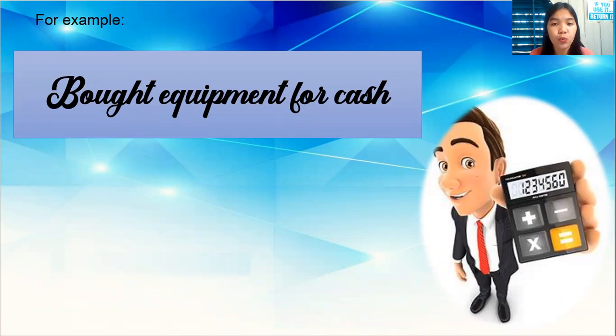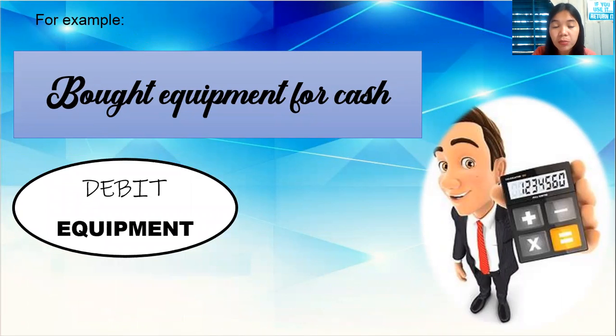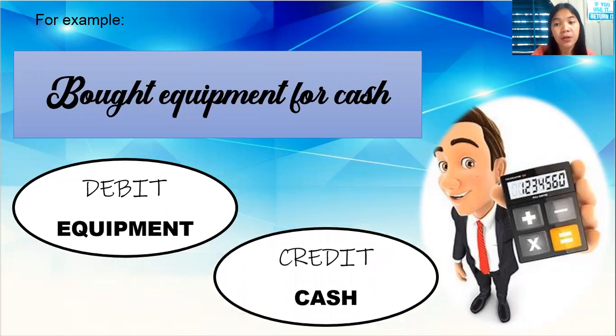Okay, I will be giving you an example. We bought equipment for cash. What would be our debit? We bought equipment for cash. What value do we receive? Of course, we receive equipment, right? Because you bought equipment, so in your company, you already have your equipment. That is the value that you receive. Okay, what is the credit here? The credit is the value that you parted with. Of course, your cash, right? So I hope that makes it understandable.